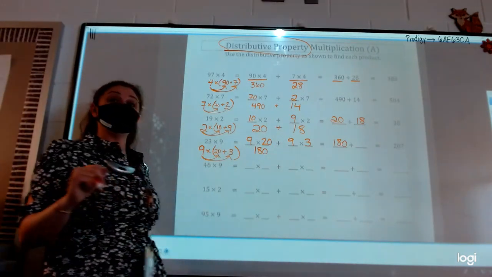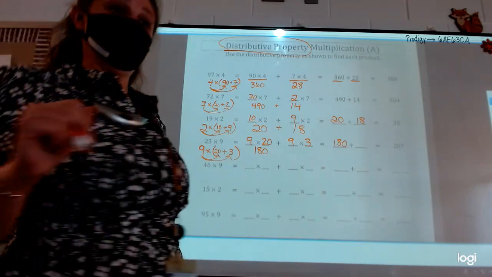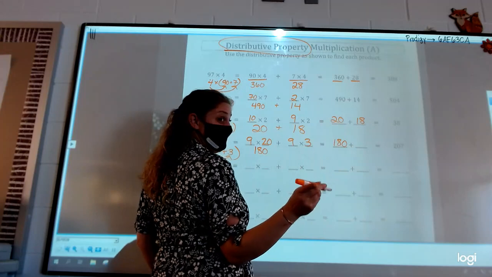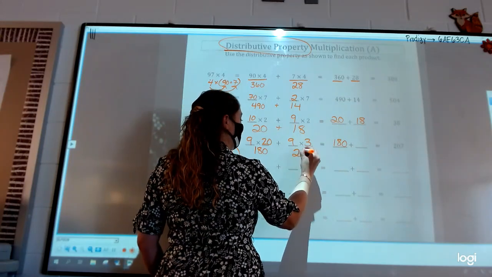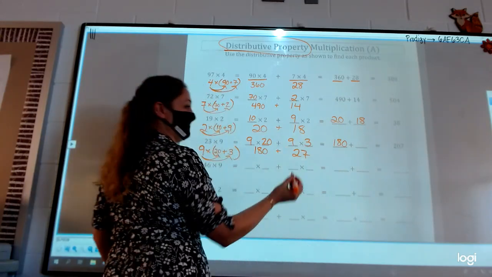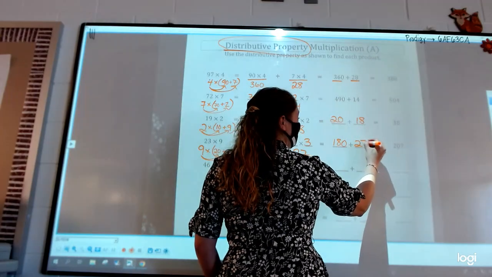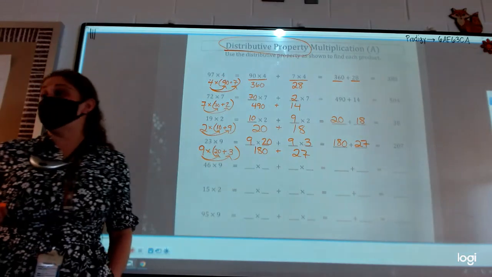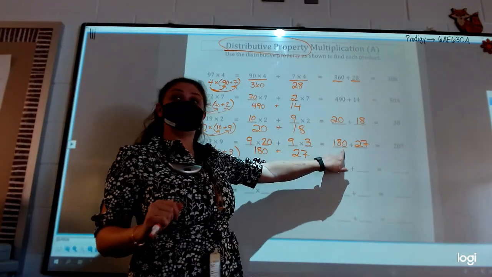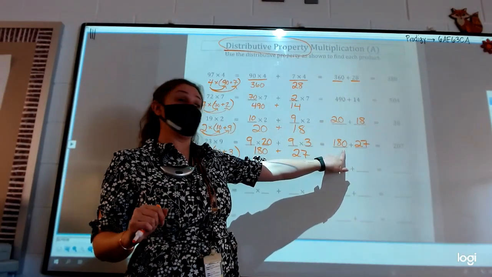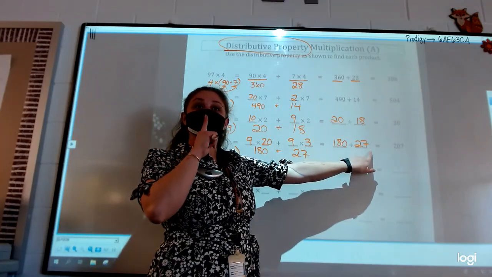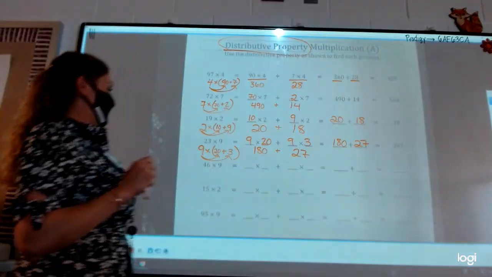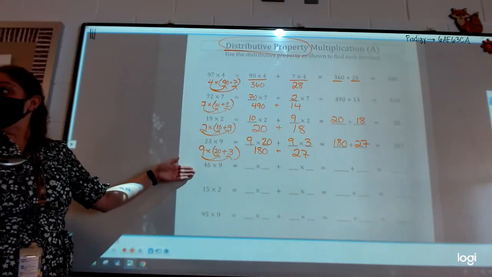All right, what about 9 times 3? Lady Chloe? 18. Wait, no, not 18, 27. Nice job, 27. All right, so we know we have to add those up. 180 plus 27. So this is what I'm kind of thinking for mental math. You can always stack them if you need to. But if I add 20 to 180, I know I'm at 200. And then I have 7 more. So 207.